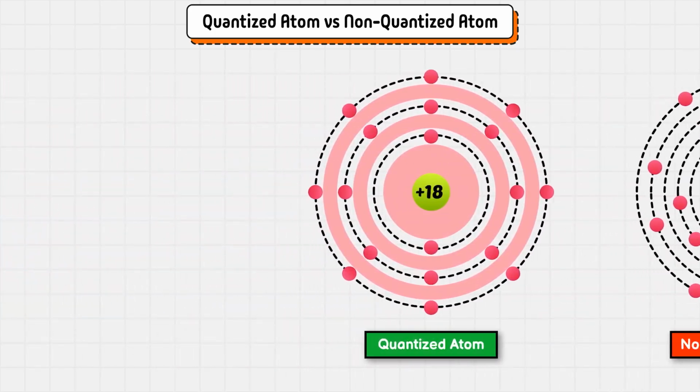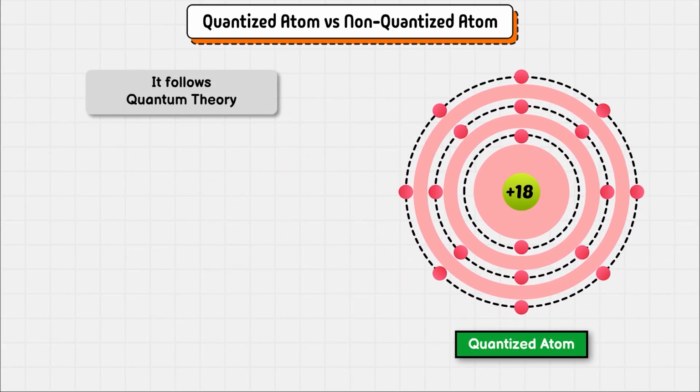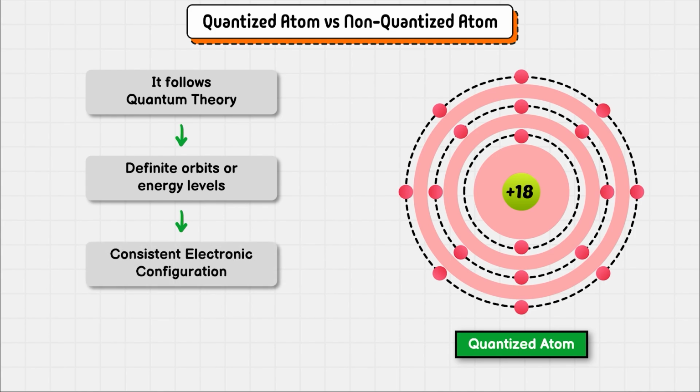On the other hand, because quantized atoms follow quantum theory, their electrons can only occupy certain allowed orbits. Due to this limited number of allowed orbits or energy levels, the electronic configuration of these atoms becomes consistent. This consistent electronic configuration in atoms gives us predictability and consistency in chemical reactions. And as a result, we can predict the outcome of a chemical reaction even before performing it.